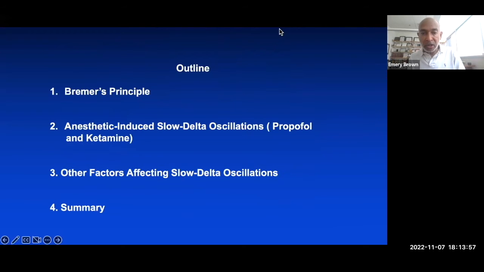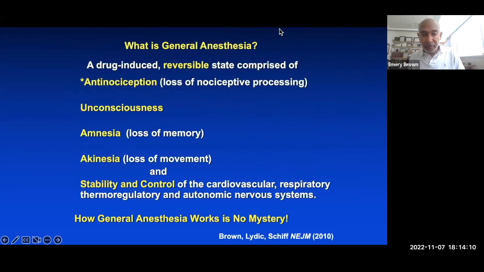So this is what I'm going to do. I'm going to talk about what I call Bremé's principle. Then I'm going to talk about slow oscillations for propofol and ketamine. I'm going to talk about other factors that affect slow delta oscillations, and then I'll have a summary.